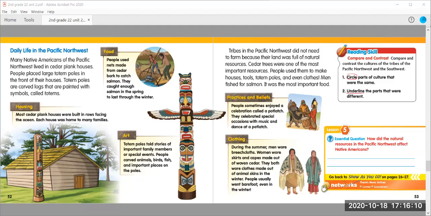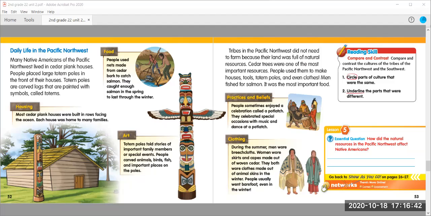Now we're going to go ahead and take a look at our reading skills, and we're going to circle the parts of the culture that were the same. So the large houses to hold many families, that was something that was the same as the Native Americans of the Southwest that we had just read about in the previous lesson. And we're going to underline the parts that are different. Now, over here, we see that there was a lot of natural resources already available in the land to the point where they didn't even have to farm because the resources were so plentiful.